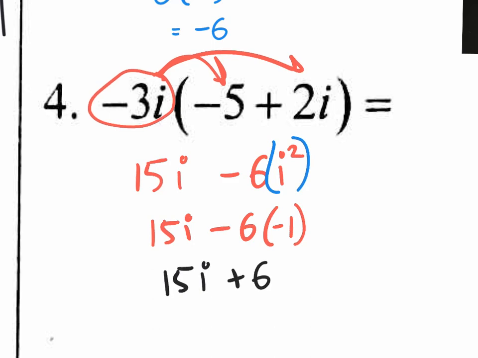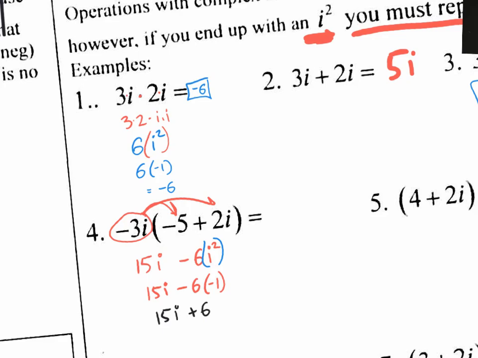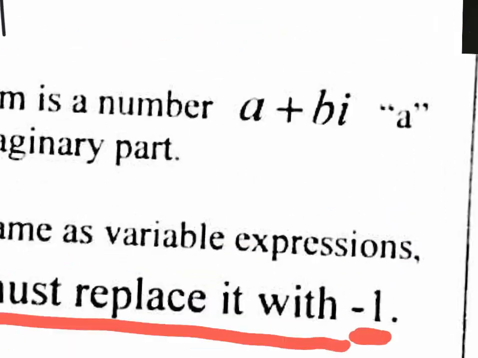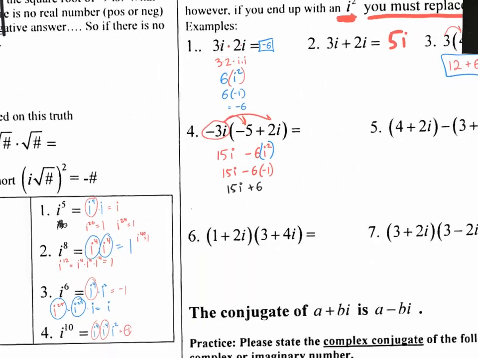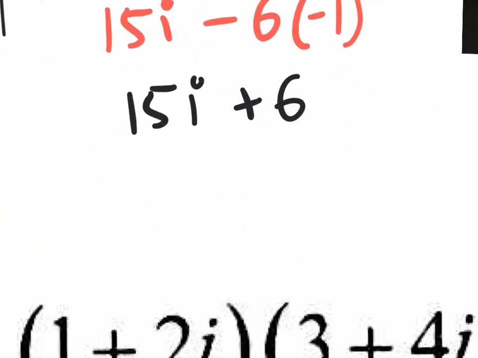Now this is the answer, but it's out of order. Remember, complex numbers have the real part first and the imaginary part second. So right here, I have it backwards. I have the imaginary part first and the real part second. So let's switch it around and get it in the appropriate form. So what would the answer be?